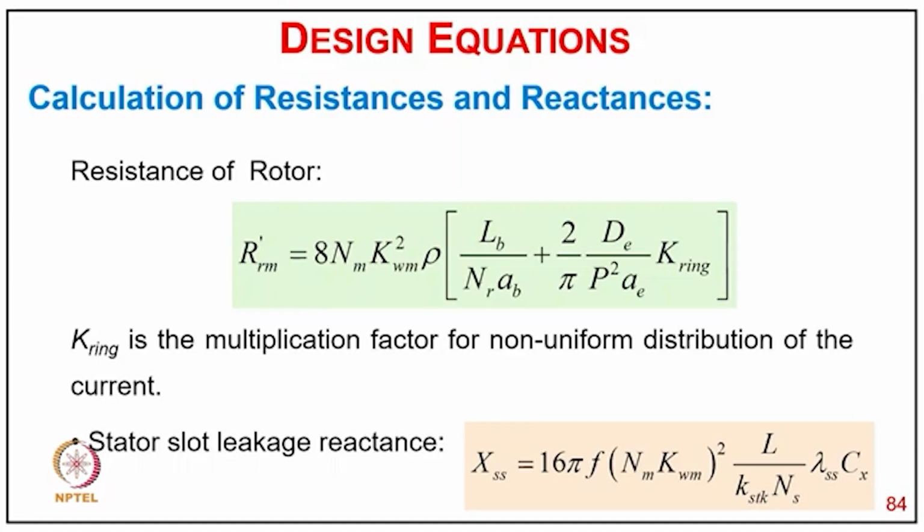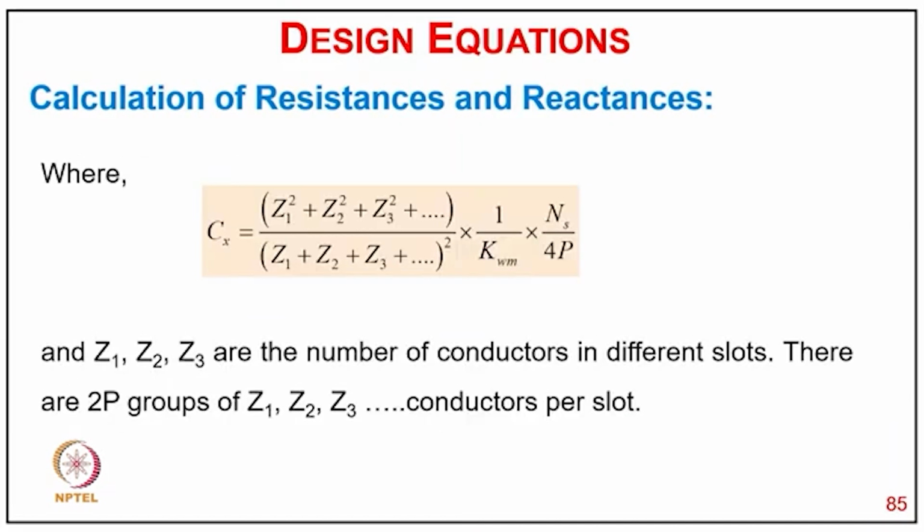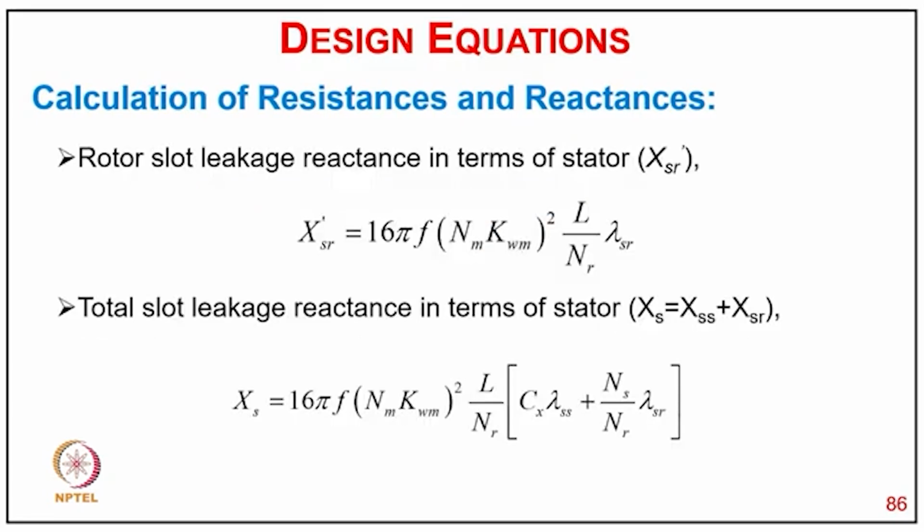The stator slot leakage reactance Xss is equal to 16 pi f Nm Kwm squared into L upon Kstk into Ns into lambda_ss into Cx, where Cx is equal to (Z1 squared plus Z2 Z3 squared) divided by (Z1 plus Z2) whole squared into K1 upon Ksm into Np Ns upon 4 pi p, where Z1, Z2 are the numbers of conductors in different slots, and there are 2p groups of Z1, Z2 and Z3 conductors per slot.